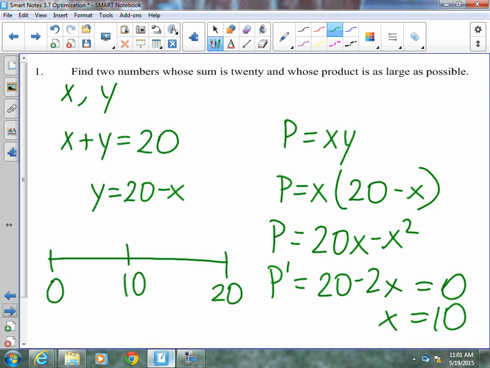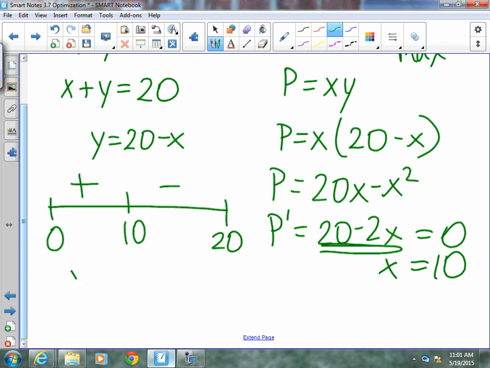If we test a 5 in our 20 minus 2x, we get a positive number. If we test a 12 in our 20 minus 2x, we get a negative number. To find a maximum, because we're trying to find as large as possible, means we need a max. That occurs when our first derivative changes from positive to negative, which means it's going to happen when x is 10, which means y, which is 20 minus x, is also going to be 10. So, 10 and 10 would be your best bet for a product as large as possible.